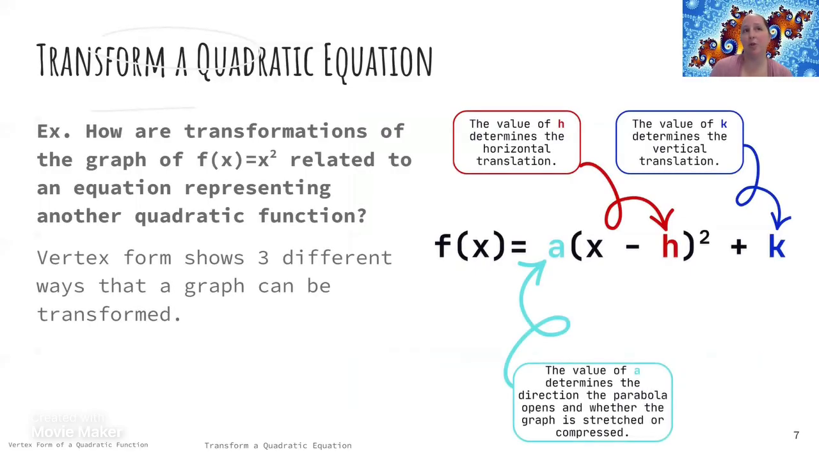How are transformations of the graph of f of x equals x squared related to an equation representing another quadratic function? So vertex form shows 3 different ways that a graph can be transformed. The value of a, which is the number that's outside the parentheses, determines the direction the parabola opens and whether the graph is stretched or shrunk. The value of h determines the horizontal translation, so left, right. And the value of k determines the vertical translation, so up or down.